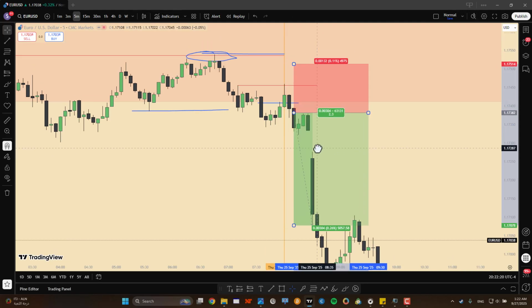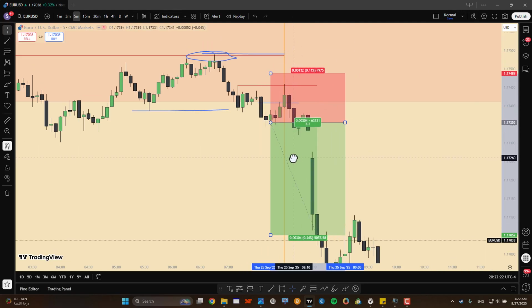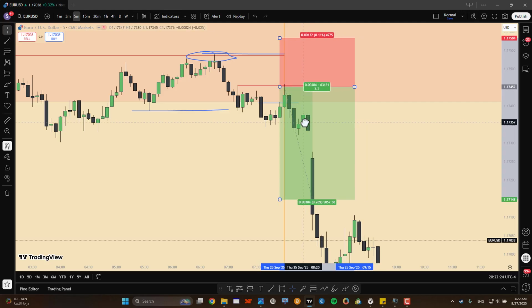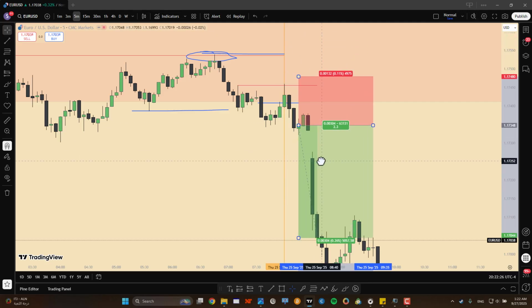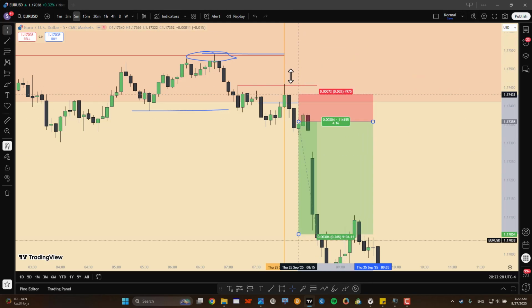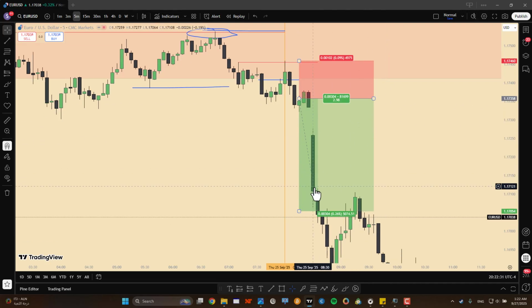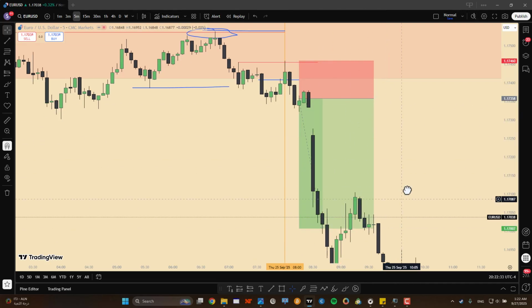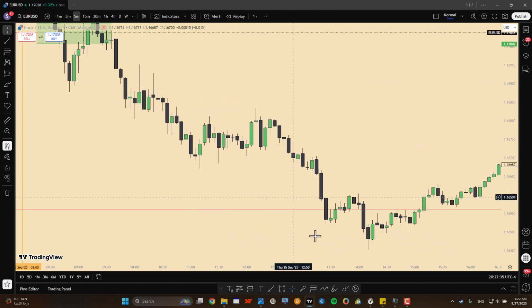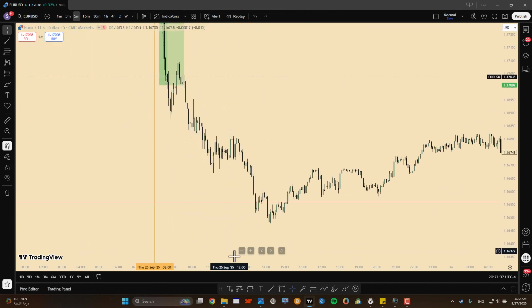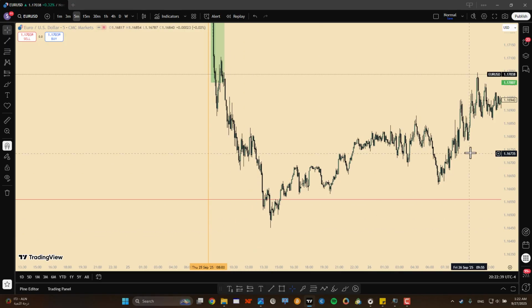But this was also another entry once we broke the low from here after that manipulation. Something like this. And you can see it's even better in terms of RR. And eventually we took that low and we had a pullback.